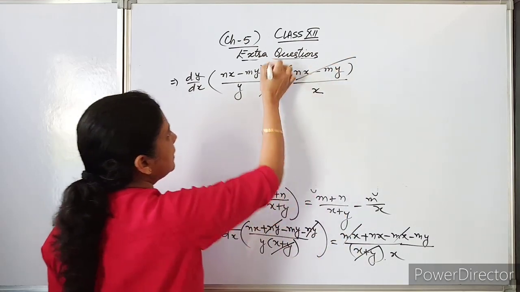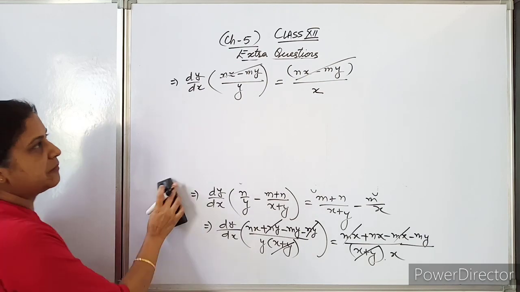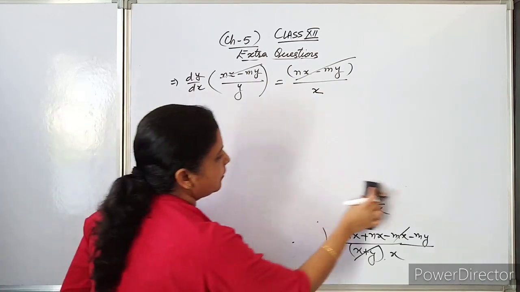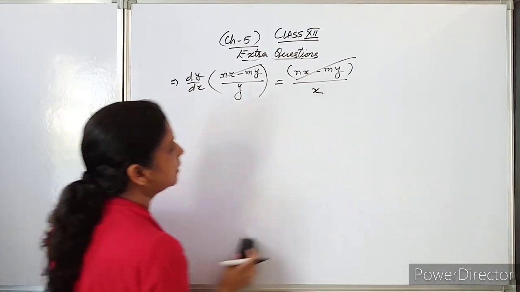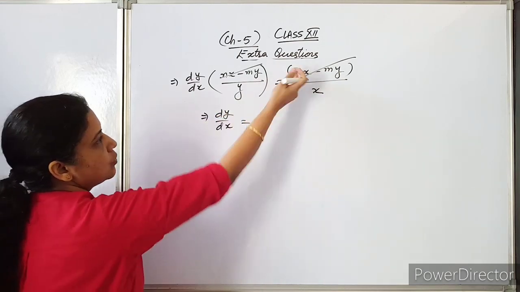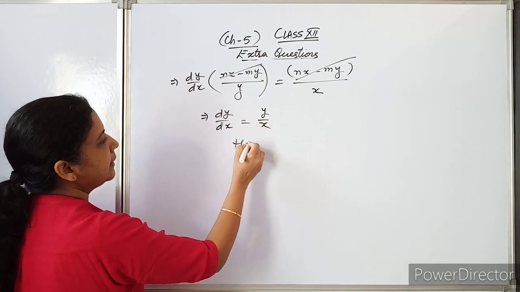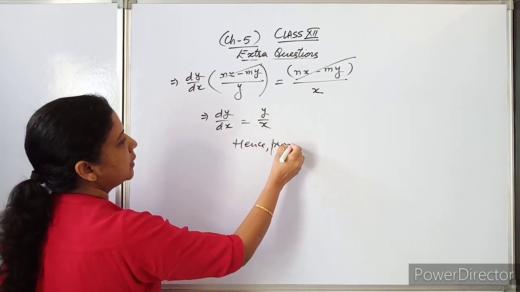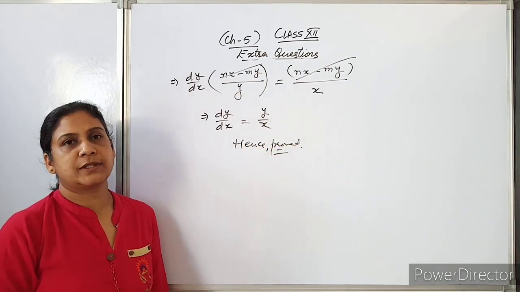Again, this whole factor cancels out, nx minus my on both sides. So we are left with dy by dx is equal to y by x. This is only what we wanted to prove, so hence proved.